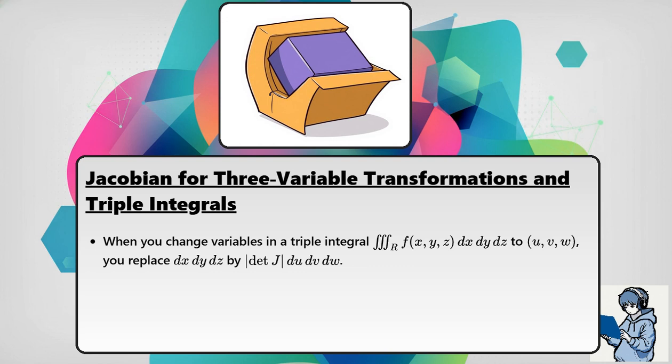When you change variables in a triple integral over region R of f of x, y, z dx dy dz, to u, v, w, you replace dx dy dz by the absolute value of det J du dv dw.